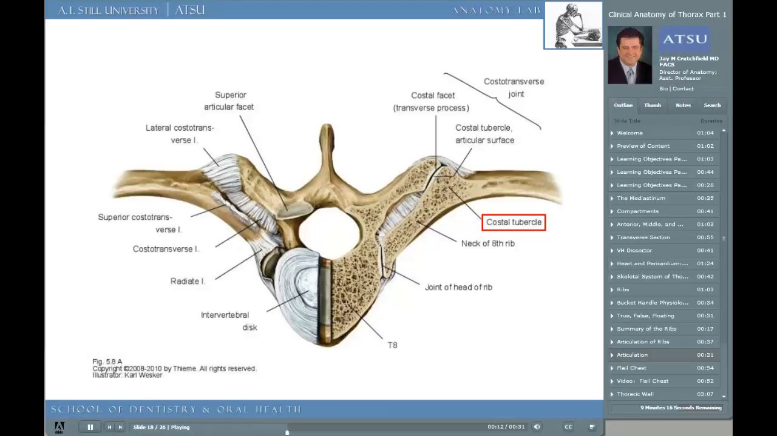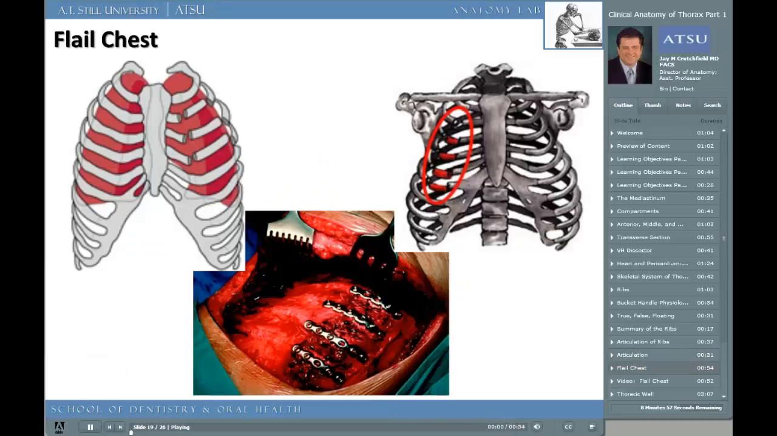A flail chest moves independently of the rest of the pleural cavity during breathing. There's a video coming up that shows this. And yes, you'll see this in your clinical career. Whether you're a trauma surgeon or not, you'll run into somebody that's had a flail chest, a chronic flail chest, or an unrepaired flail chest. And you'll need to understand how that affects the respiratory motion and efficiency.